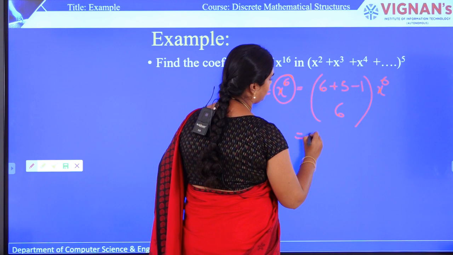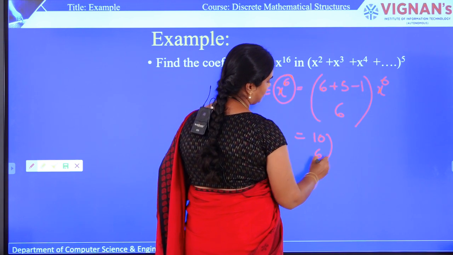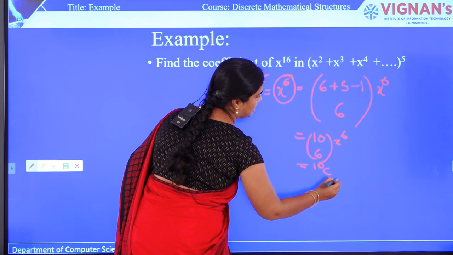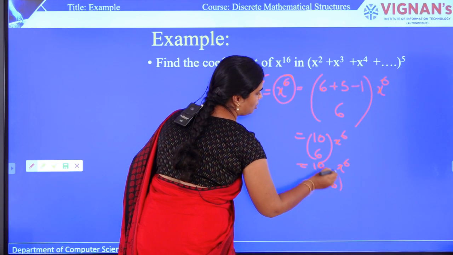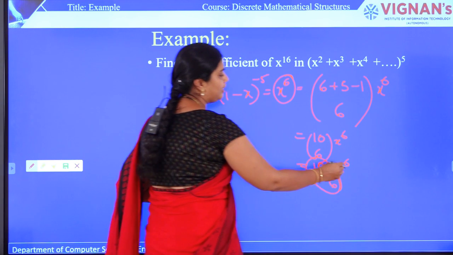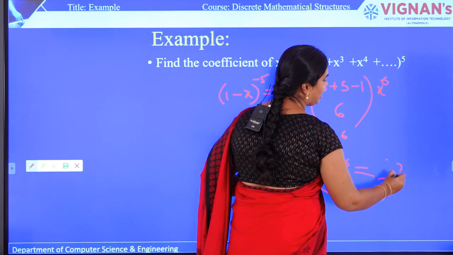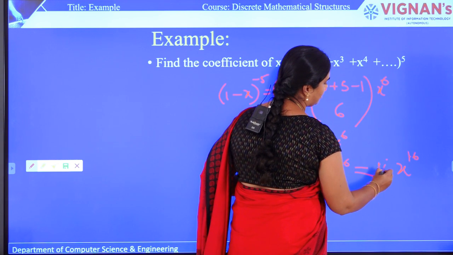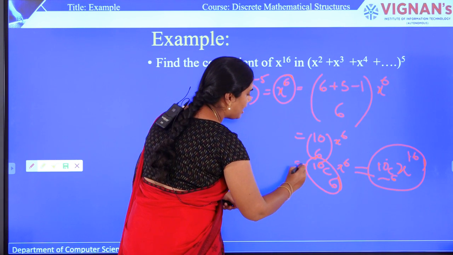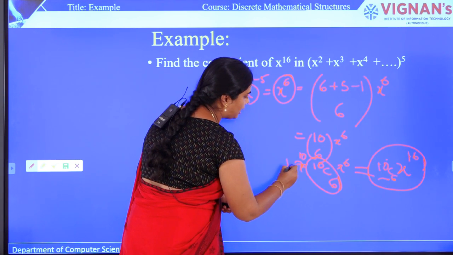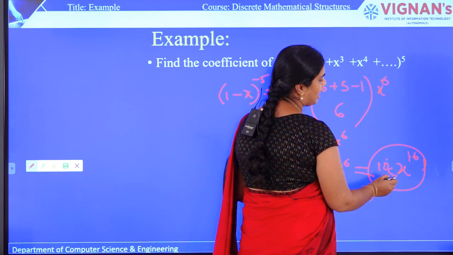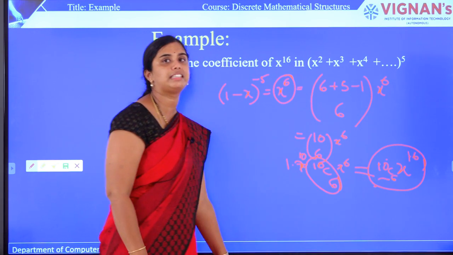So how can this be written? 10, 6, x power 6. What does this 10, 6 mean? It means 10c6, x power 6. If you calculate this 10c6, you will get a number, right? And that will be equal to the coefficient of x power 16. So 10c6 is the coefficient of x power 16, because here x power 10 is there for us, and for x power 10 the coefficient is only 1. So 10c6 is the coefficient of x power 16 as a whole.